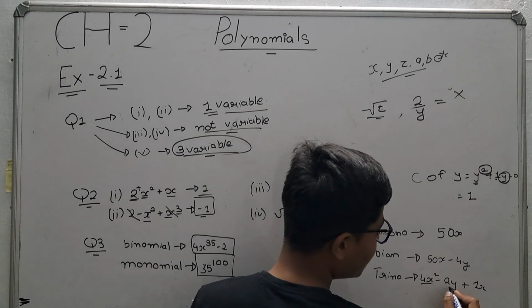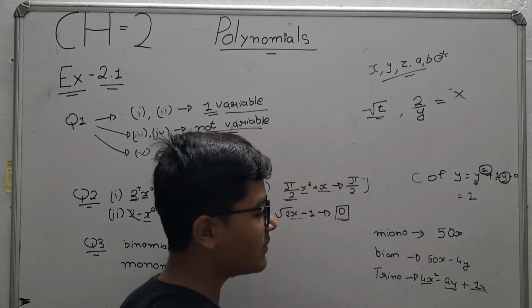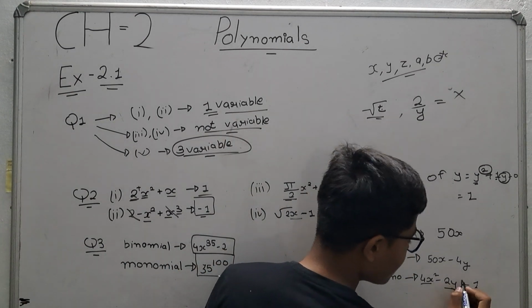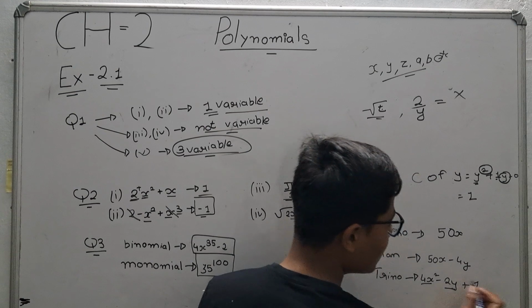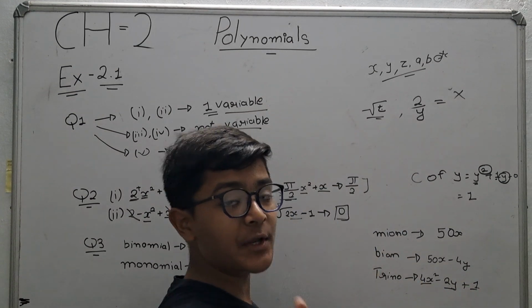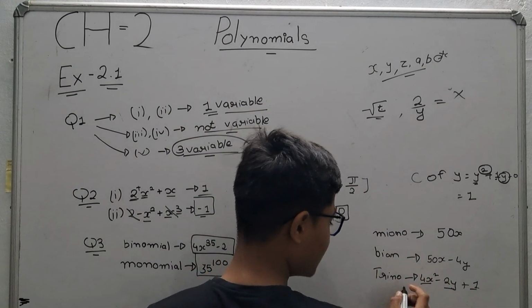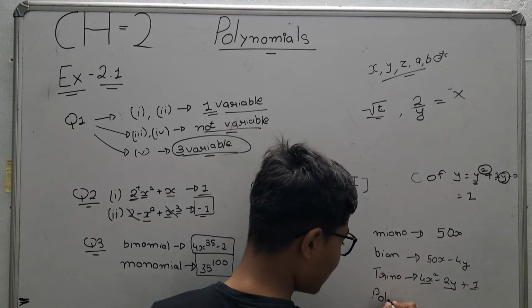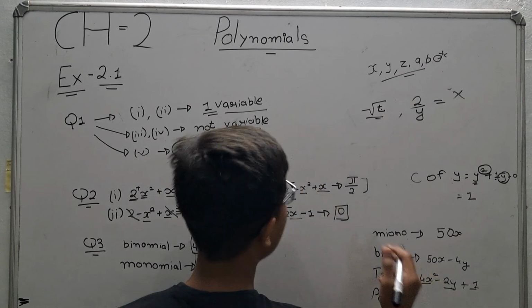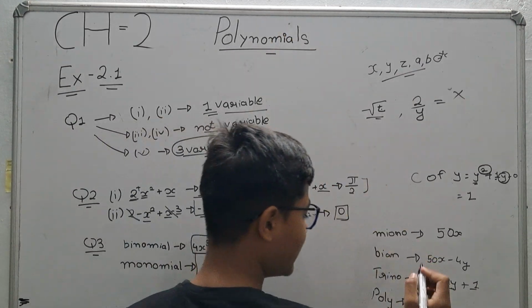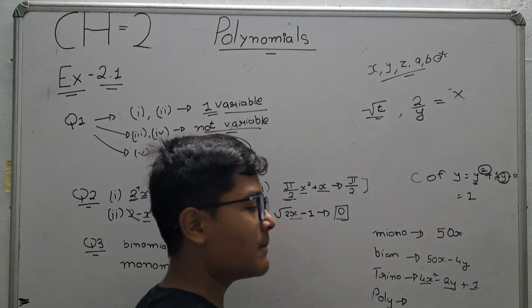Okay, here 1, 2 and 3. Here y, 1 only. 1, 2, 3. Three coefficients are present, so it will be known as a trinomial. Polynomial means the one in which we are going to talk about many terms. The 4 numbers are present.